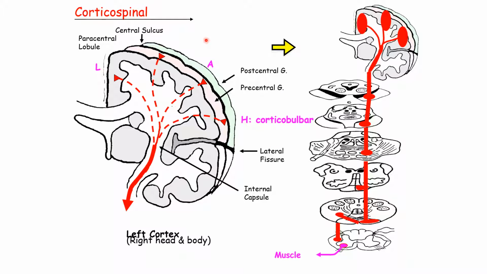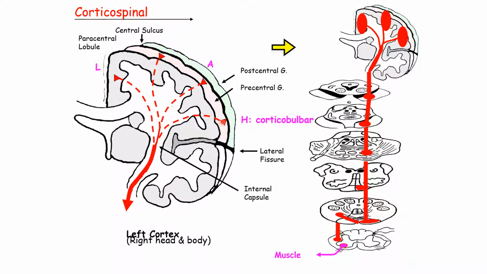We'll now look at each level and recognize that at the cerebral cortex, we have, as indicated, the leg represented on the medial surface, the trunk and the arm more laterally, all in the precentral gyrus, and here in the paracentral lobule for the leg. And now we recognize that there's also representation of the head in the most lateral portion of the precentral gyrus.